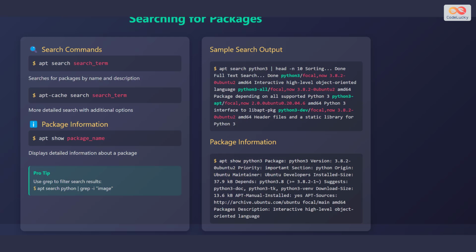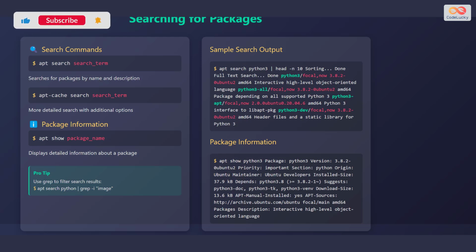Once you find a package, you can use apt show package name, which displays detailed information about the package including its version, description, dependencies, and more. Here's a pro tip that will make your searches even more efficient. You can use grep to filter search results. For example, if you want to find Python packages related to image processing, you can use the command apt search python | grep -i image. This command searches for Python packages and filters the results to show only those containing the word image.